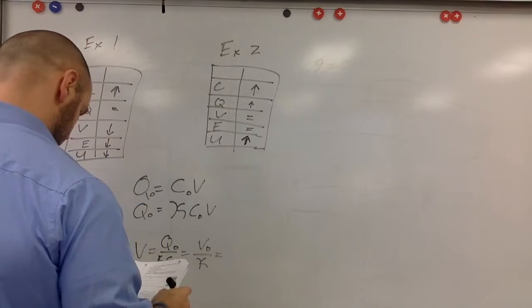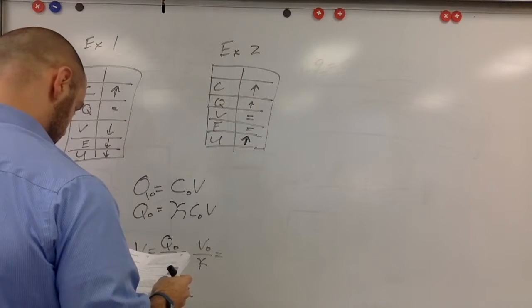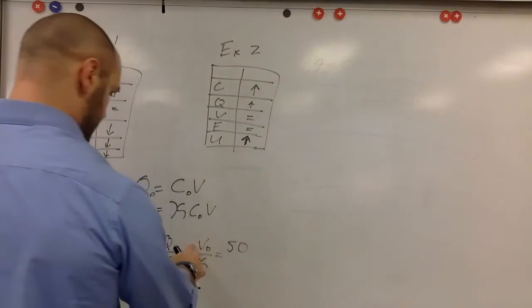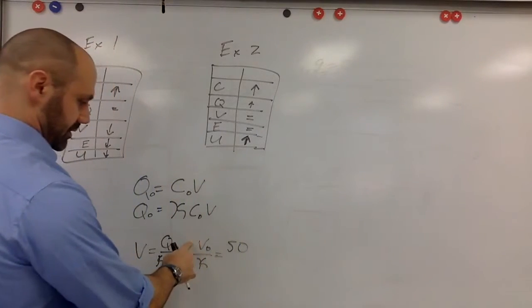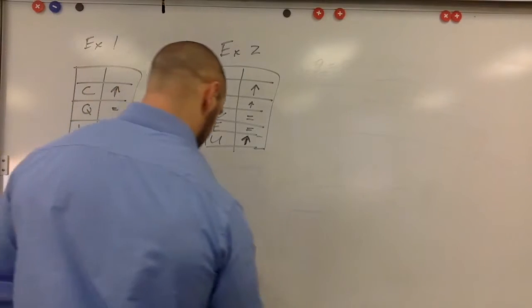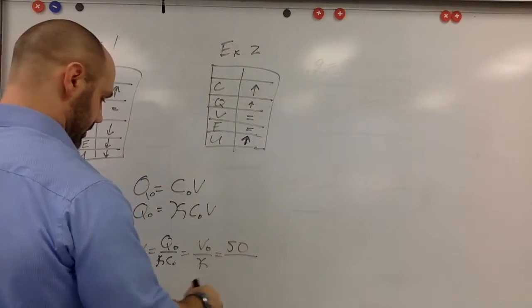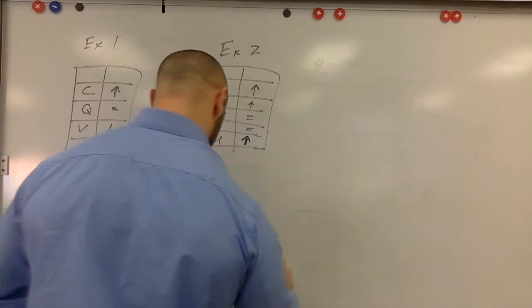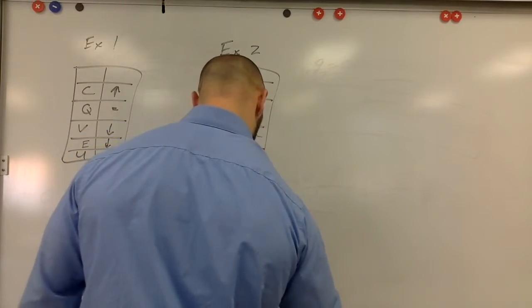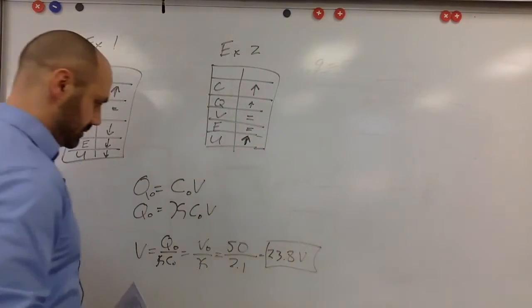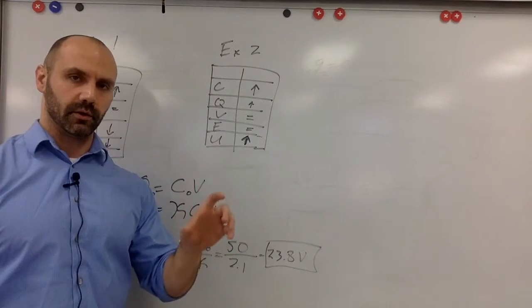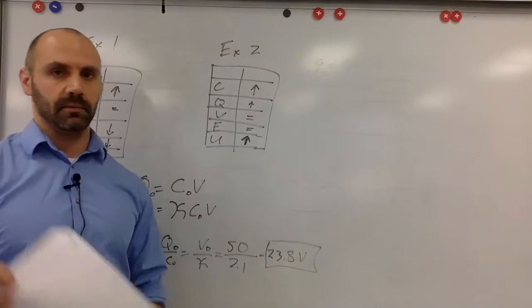So the initial V is 50. It's a 50 volt source. That was the potential difference across it initially. But now that's going to change when we insert this thing. Over 2.1 gives you 23.8 volts. So it's a game here of looking at our equations and saying what's staying the same, what's changing.